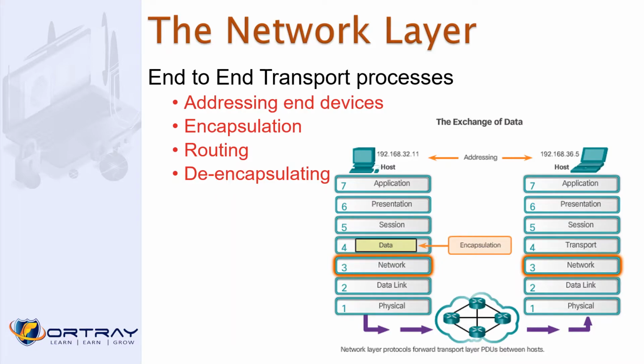Network layer, as you can see, what is the role of the network layer? It is to provide end-to-end transport, addressing end devices, encapsulation, routing, and de-encapsulation. So of course, the data is coming in at the network layer, and this layer is going to add its own header. So we are going to discuss the role of the network layer.